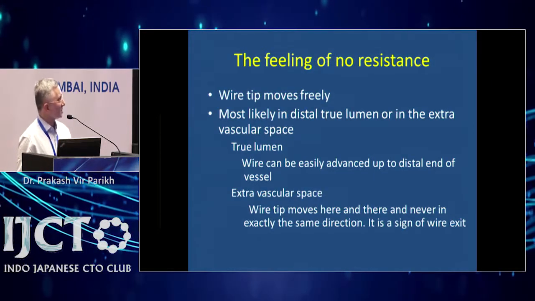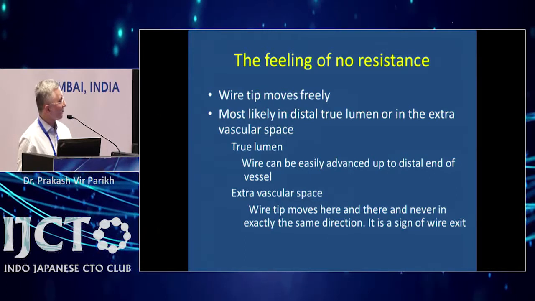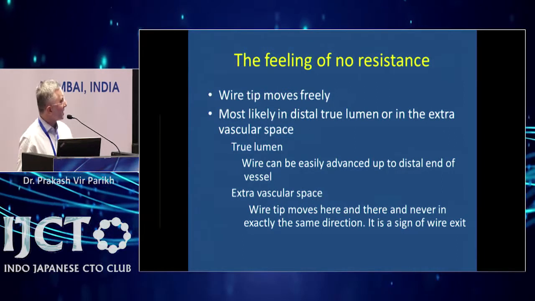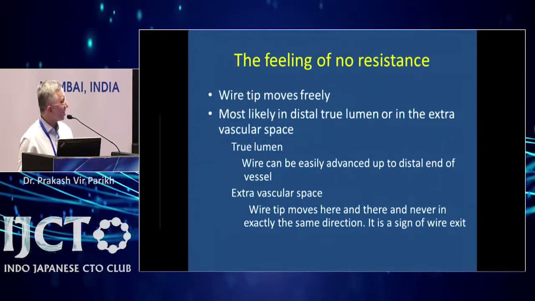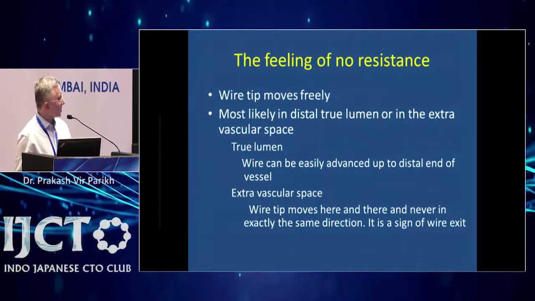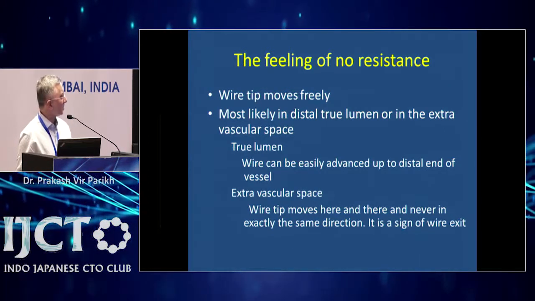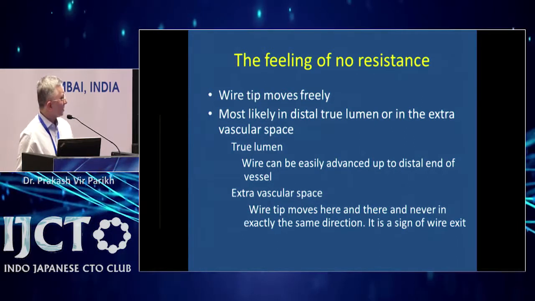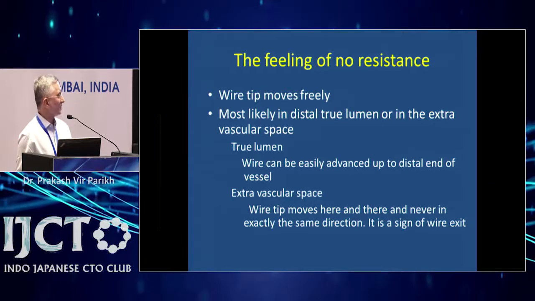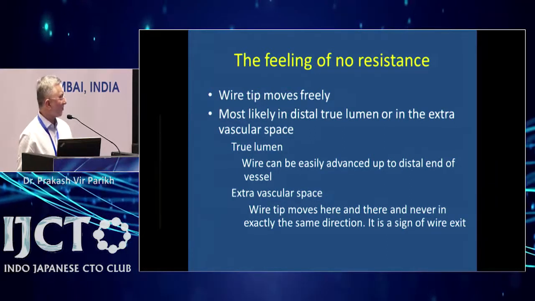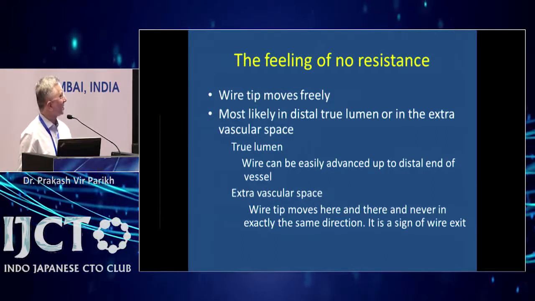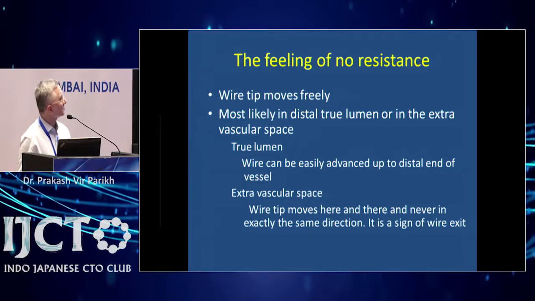Similarly, feeling of no resistance. When the wire moves very freely distal to the CTO or inside the CTO, it is likely that the wire is either in the true lumen or in the extravascular space. If it is in the true lumen, the wire can be easily advanced and can easily go into the distal end of the vessel. If it is in the extravascular space, the wire tip will move here and there and never in the exact same direction. It is a sign of wire exit. So you should withdraw the wire, find out the point of exit, and start wiring again.